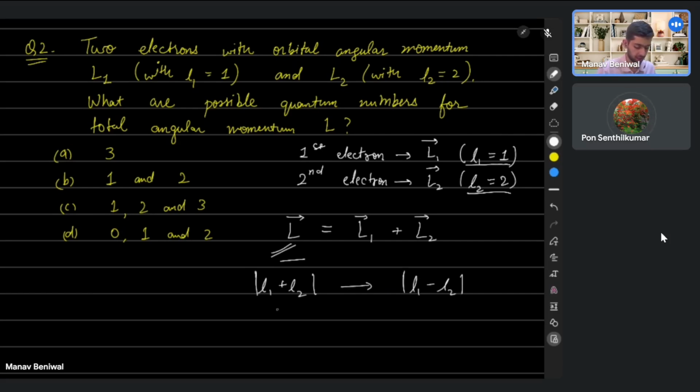So this is 3 and this is 1, correct? Their sum is 3 and their difference is 1. So all the possible values, since we are asked for possible quantum numbers, will start from 3, then we subtract 1 all the way to 1. 3 to 1. So this will be our correct answer.